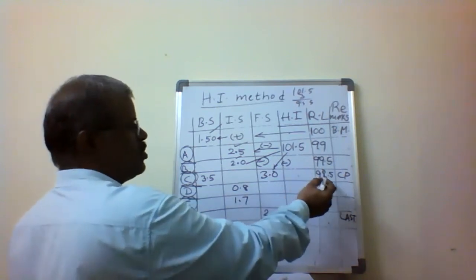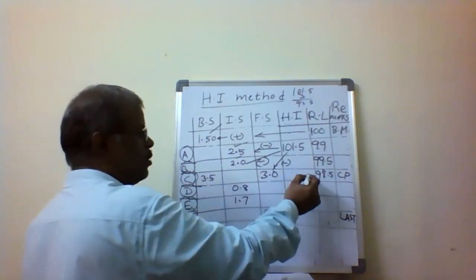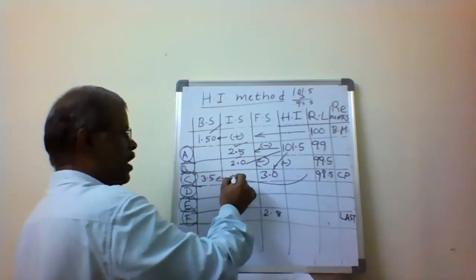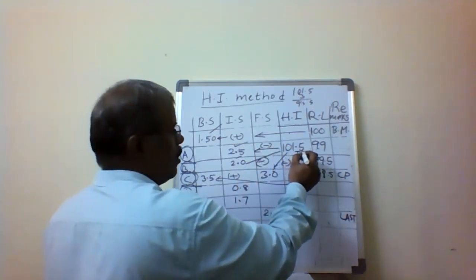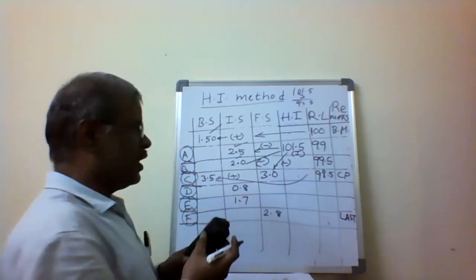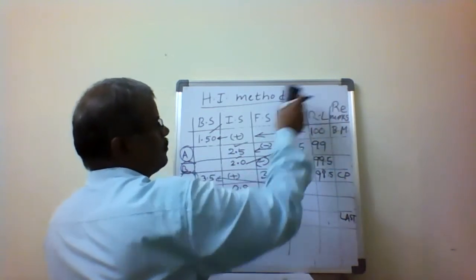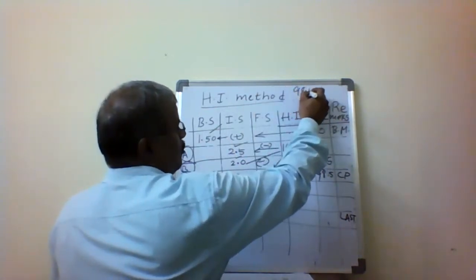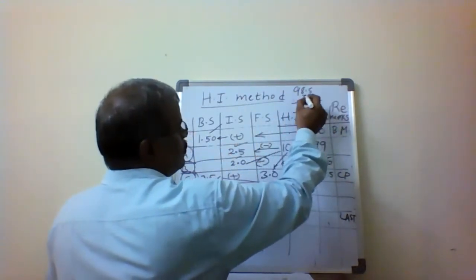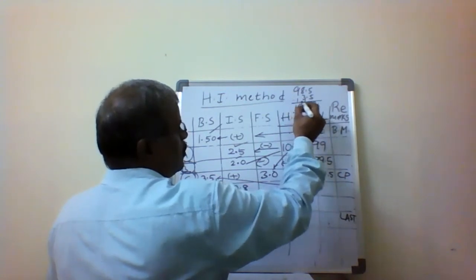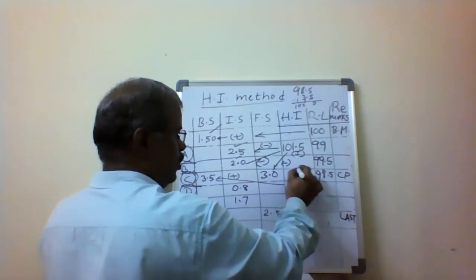Now here at the change point, we know the elevation of the C point is known. So adding to this 98.5, we are going to get the second height of the instrument. This is the first height of the instrument. Now we calculate the second height of the instrument: 98.5 plus 3.5. So here the height of the instrument is 102.